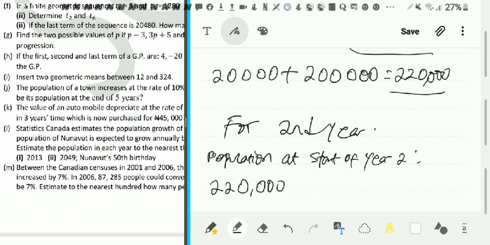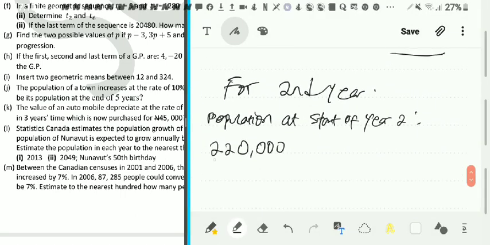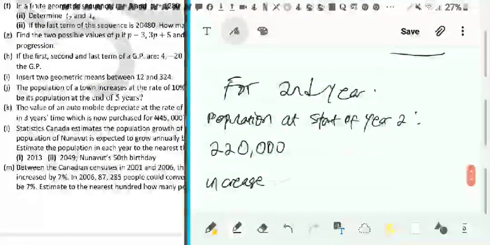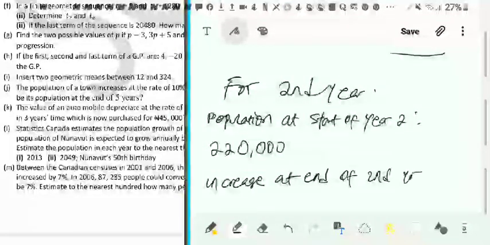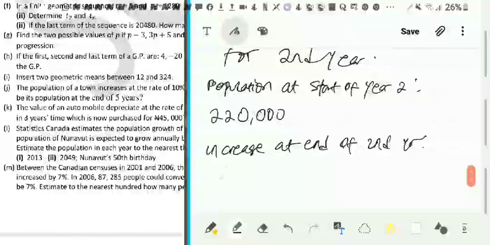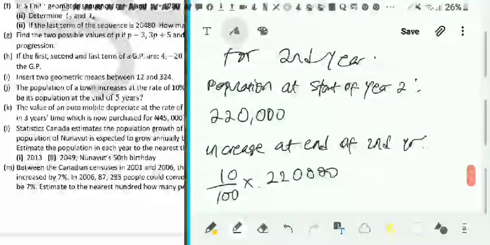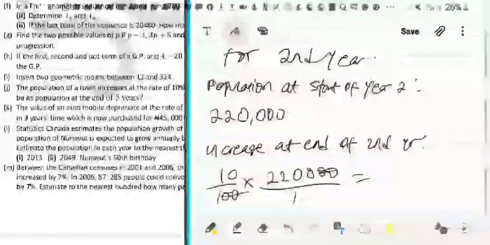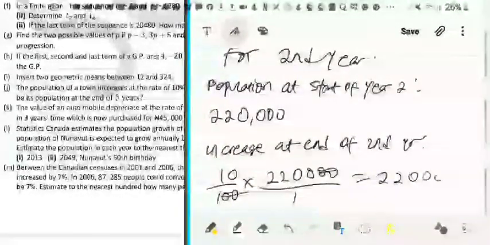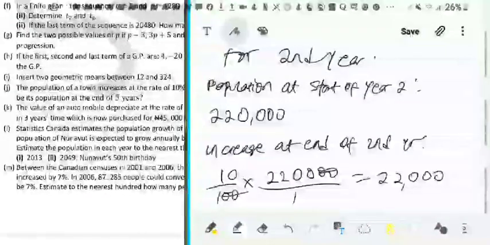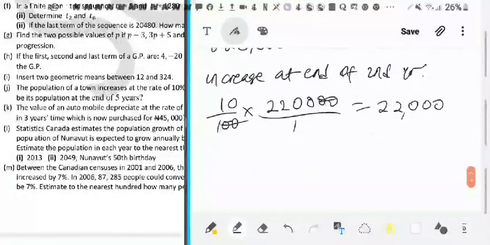So for the second year now, the population at the start is 220,000, because that is where we stopped from the previous year. So what is going to be the increase at the end of the second year? That's 10% of 220,000, which is what? 22,000. So the increase is 22,000.